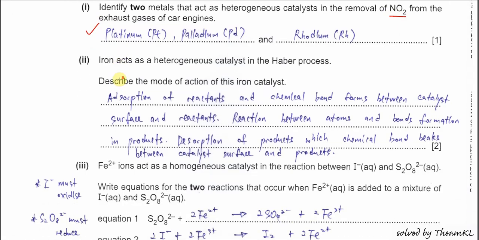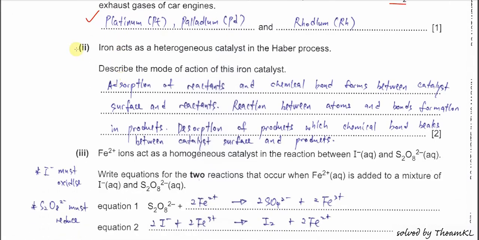Part 2. Iron acts as a heterogeneous catalyst in the Haber process. Describe the mode of action of the iron. Heterogeneous catalyst is quite straightforward. Iron catalyst and the other heterogeneous or metal catalysts are actually similar.